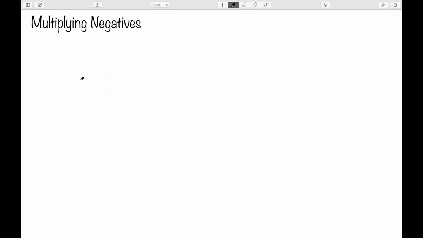In this video, I want to look at multiplying negatives, both a negative times a positive and a negative times a negative. And I want to start by looking at systematically how we go about this process. And then once I've done a few examples, I will look at explaining why we multiply this way when it comes to negatives.